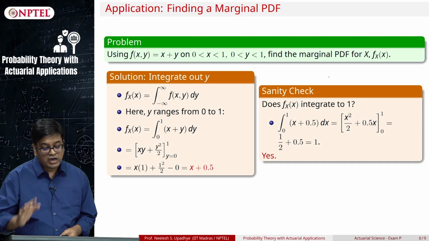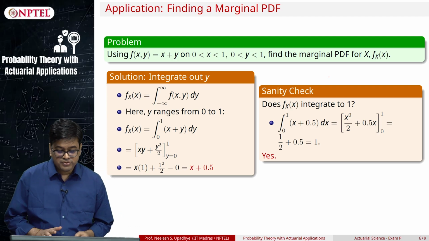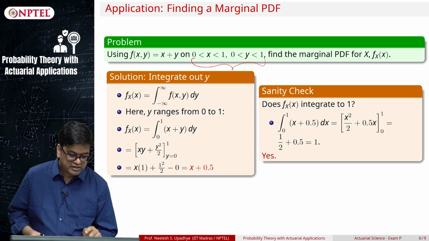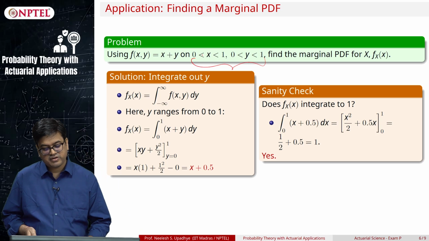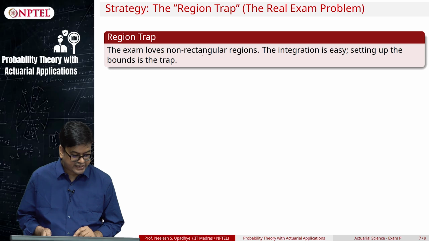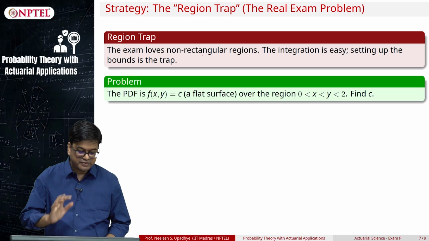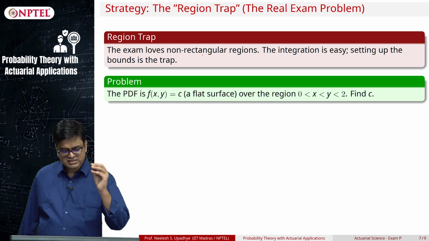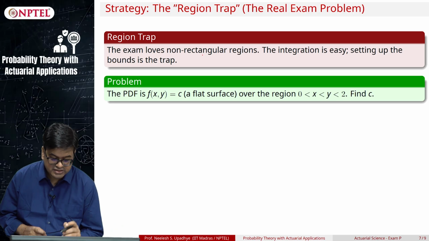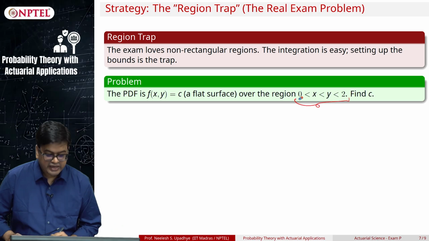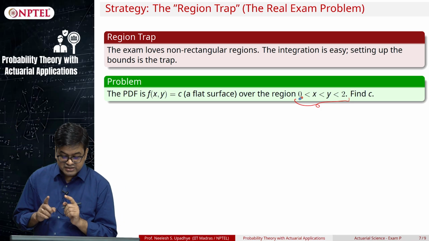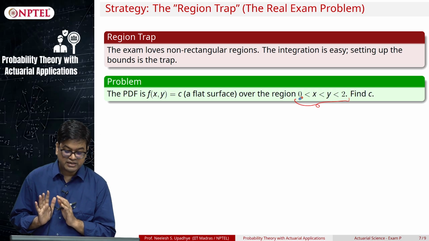Okay. Now, in exams they will not leave you with these kind of simple limits, rectangular limits, they will trick in these limits. So, let us take one example of that kind and see how you will escape that trap. Okay. So, now the PDF is given, you are given that this is a constant PDF C uniform. However, the trap is in the region, you have x less than y less than 2. Okay. So, your region is dependent. How will you handle this trap?